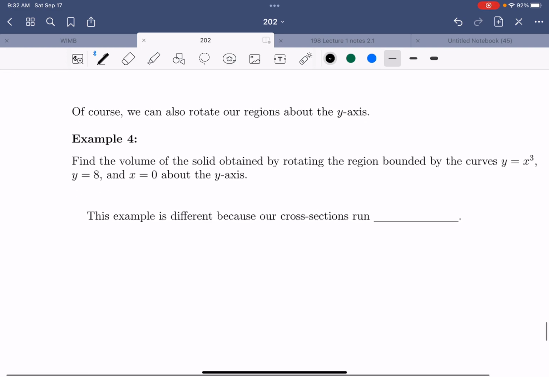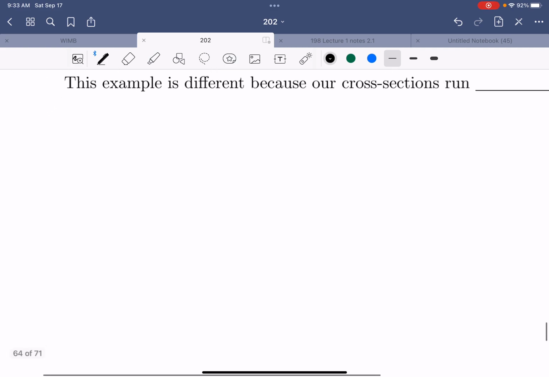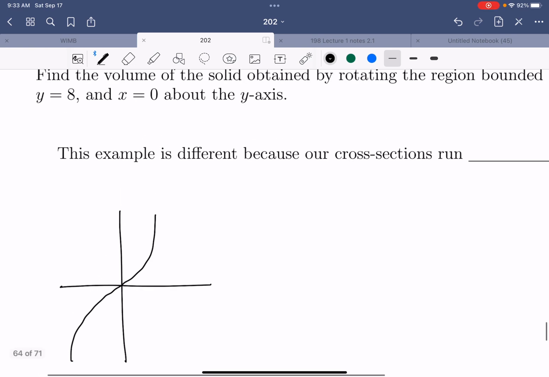Okay, now, the other thing that we can do is we can also do this when we revolve things around a vertical line, particularly the y-axis. Just like we could switch things and do them horizontally with area, we can do the same here. And so let's take a look at example 4 and 5. So we find the volume of the solid obtained by rotating the region bounded by the following curves. So we're going to sketch, and we're starting with y equals x cubed, so the same function here. But we're going to bound it at y equals 8. So at 8, we're going to cap it off up there.